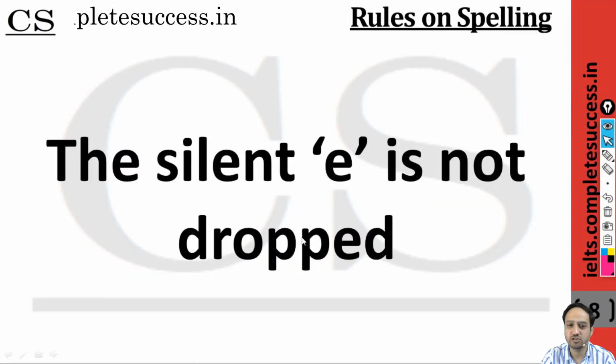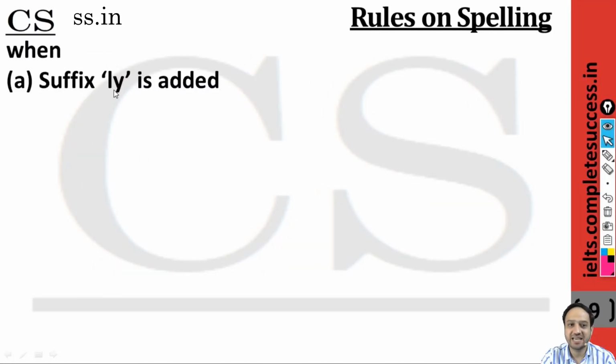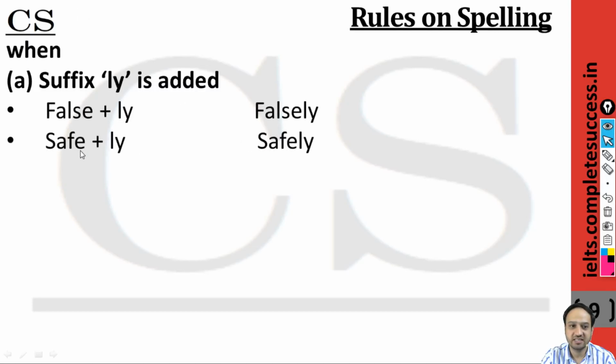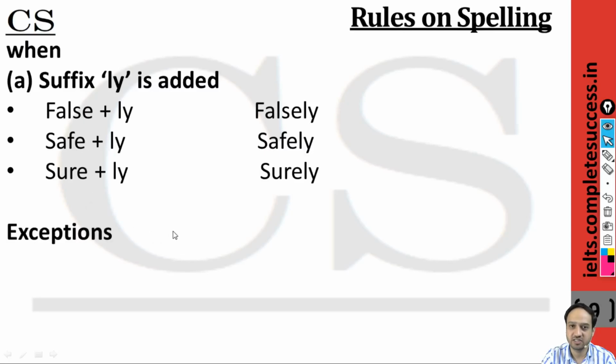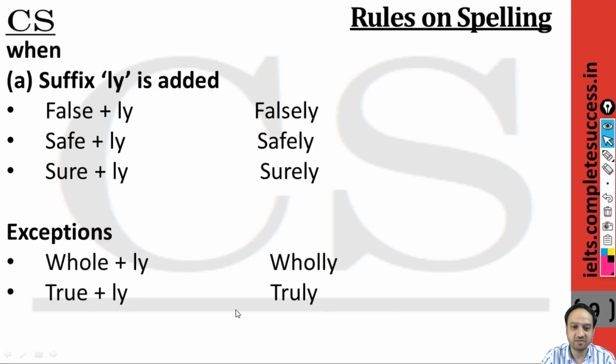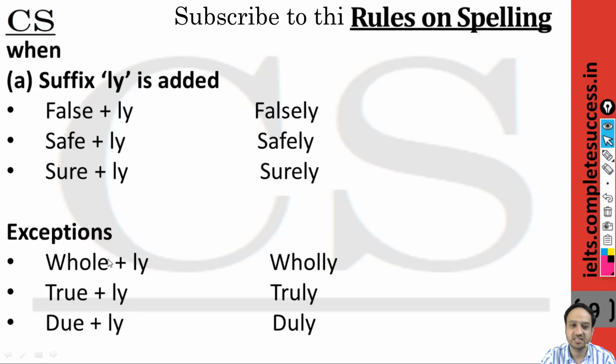The silent e is not dropped when the suffix ly is added. False plus ly becomes falsely, safe plus ly becomes safely, sure plus ly becomes surely. In such cases we have not dropped the silent e at the end of the word. There are some exceptions. The three main exceptions are whole plus ly becomes wholly, true plus ly becomes truly, and due plus ly becomes duly. In these three cases we drop the silent e.